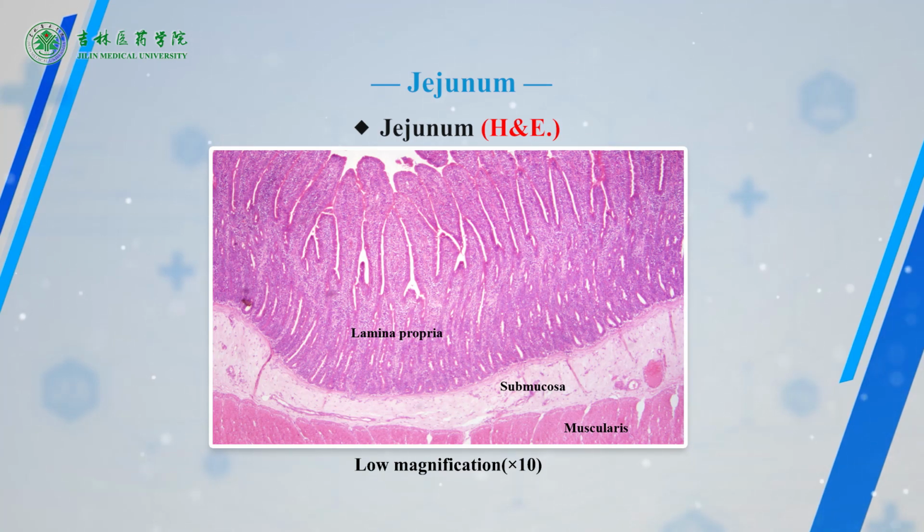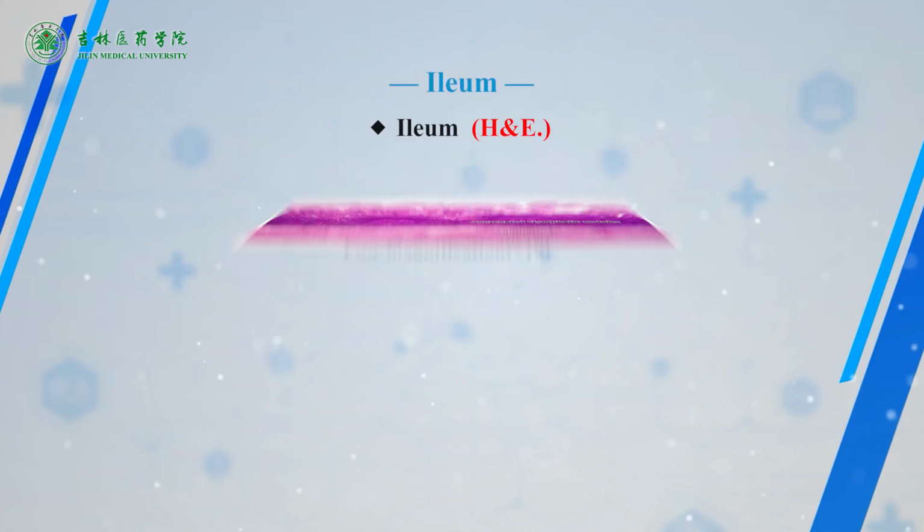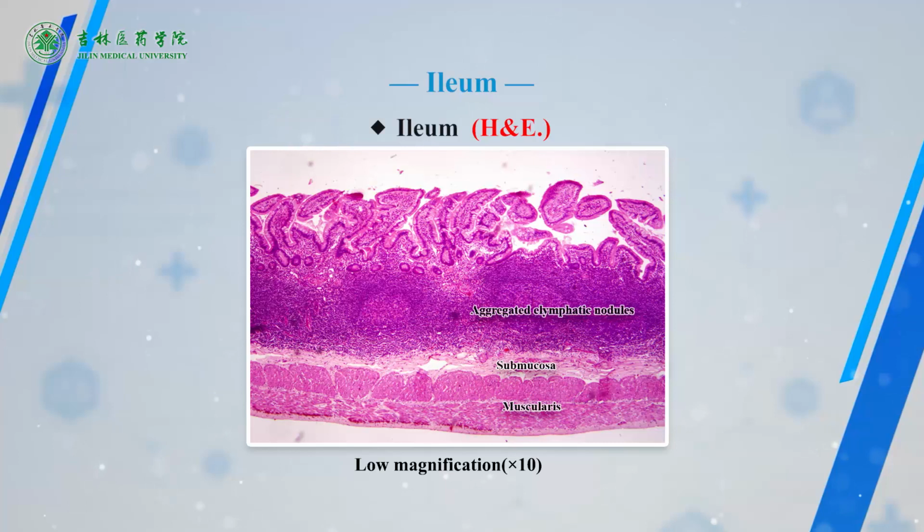Jejunum shows more and more goblet cells. The lamina propria contains solitary lymphoid nodules. The submucosa of the jejunum doesn't contain duodenal glands. The sixth slide, ileum, obtained from the section of ileum, H.E. staining.